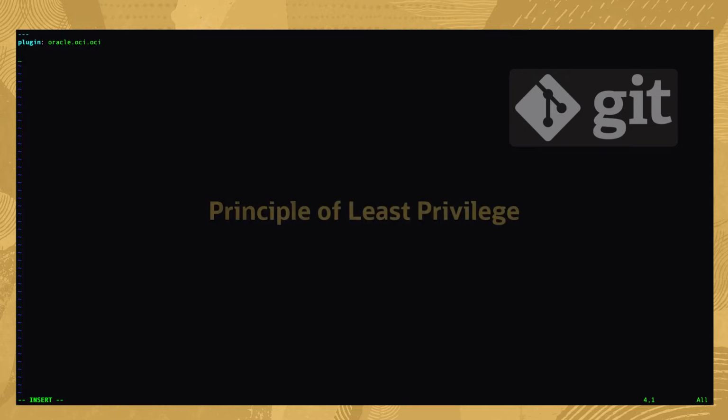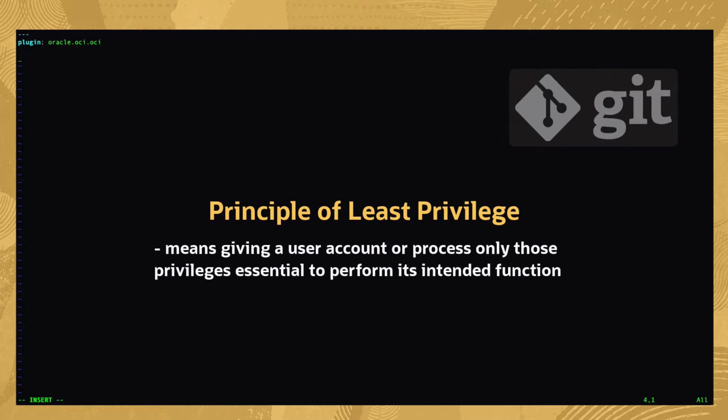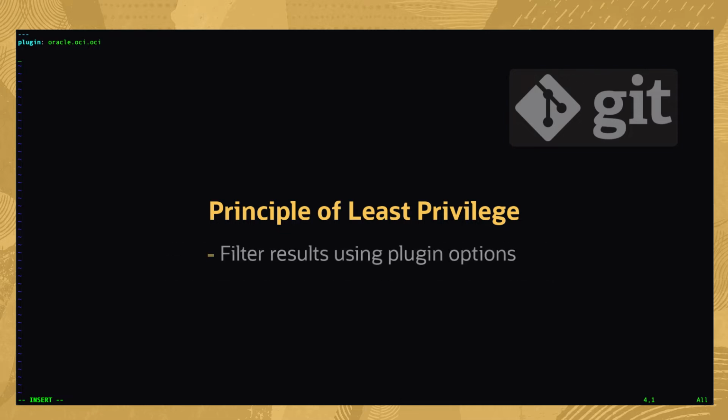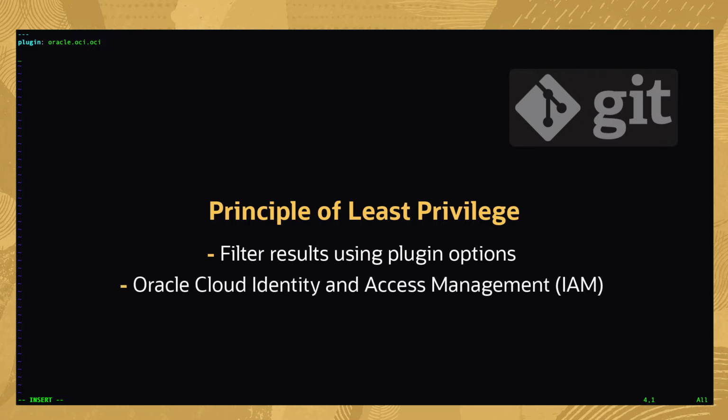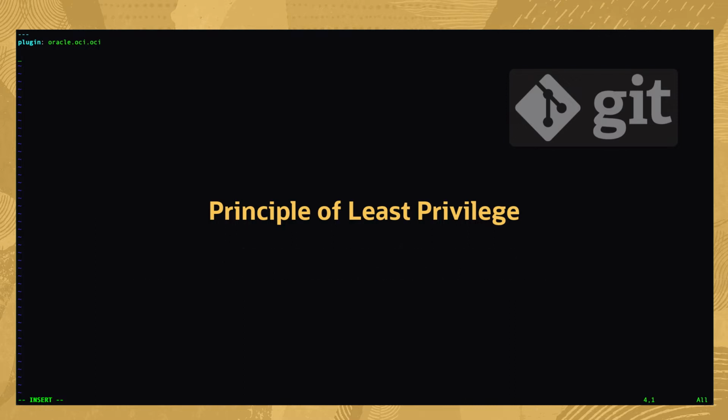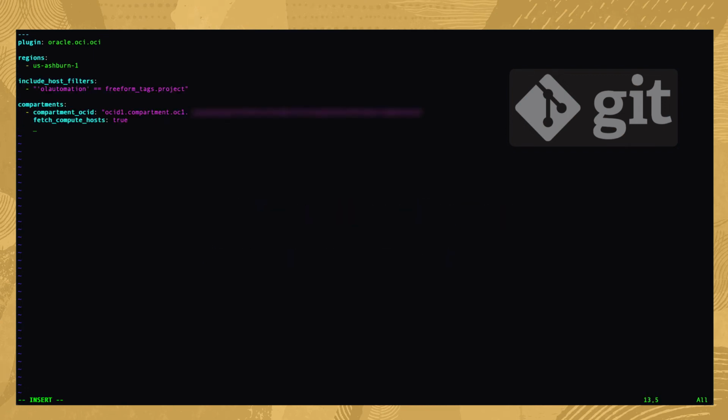Therefore, we should touch on the principle of least privilege. This means giving our user account or process only those privileges essential to perform its intended function. Examples include using the available dynamic inventory options and identity and access management (IAM) policies to limit the scope and prevent running playbooks against too many hosts. Another way to practice the principle of least privilege is by not using hosts: all in our playbooks and specifying specific hosts or groups of hosts.